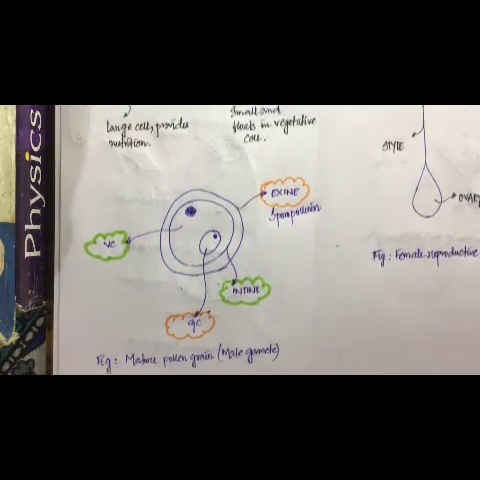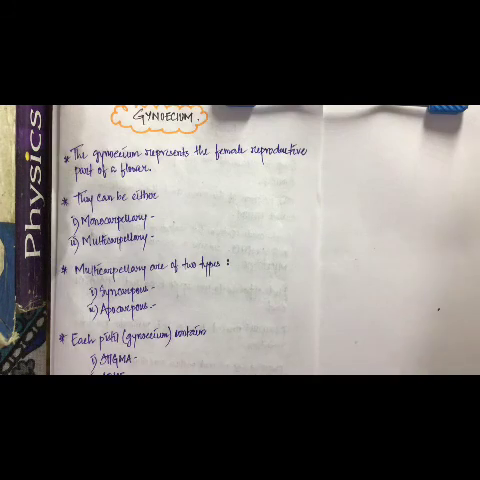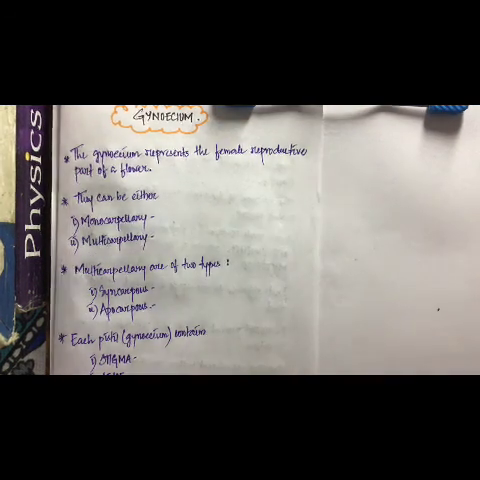Clear? Now after completing this one, let us move to the gynoecium and see what we have in the gynoecium, or the female part of the flower. So we are going to see this gynoecium right now. What is the gynoecium? The gynoecium represents the female reproductive part of a flower.